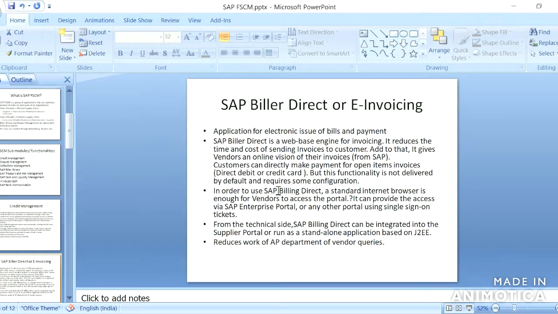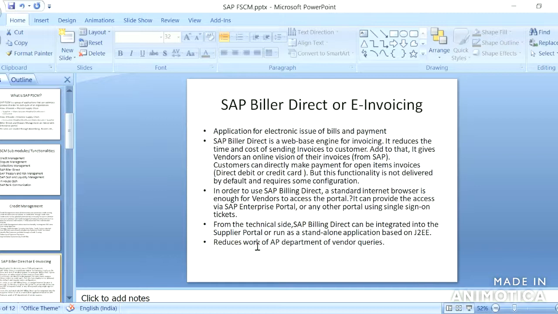So to use SAP Biller Direct, this standard portal is enough. It can provide access via SAP Enterprise Portal or any other portal using single sign-on tickets. Biller Direct is a web-based application. From the technical side, SAP Biller Direct can be integrated into the supplier portal or run as a standalone application based on J2EE, which is Java, I guess.